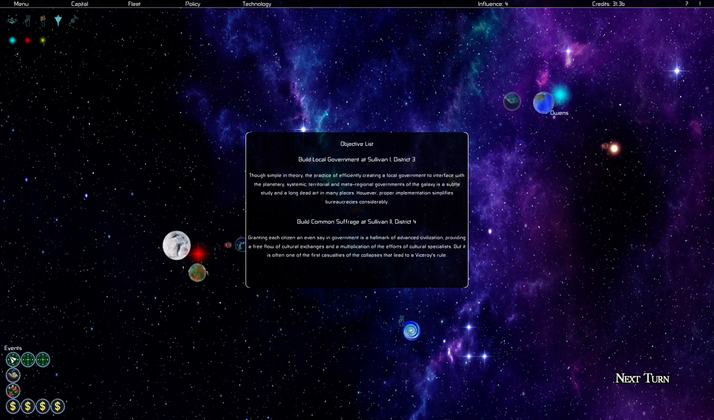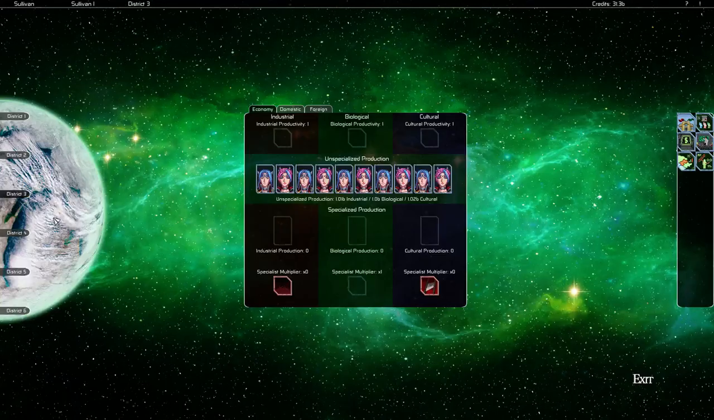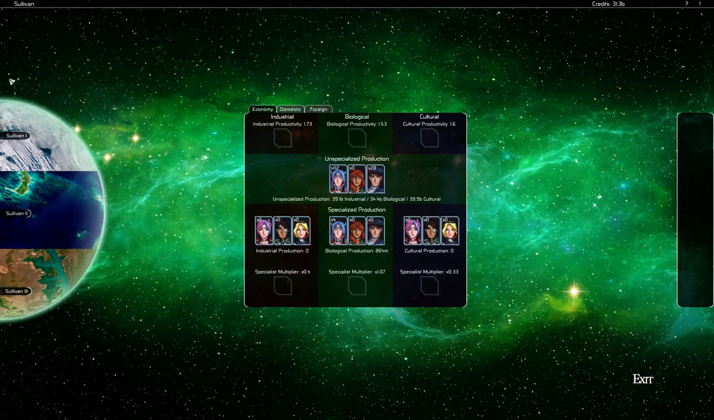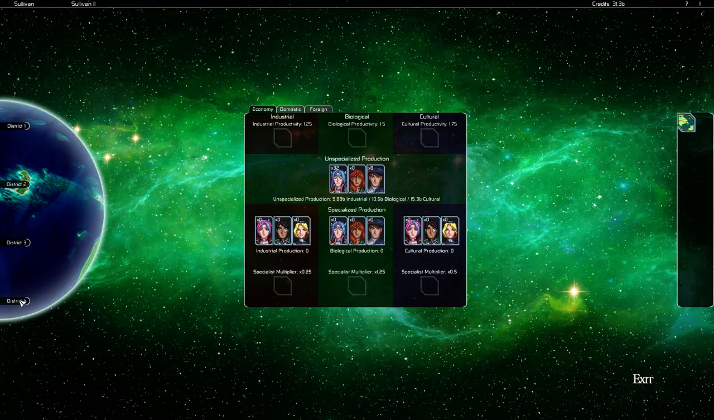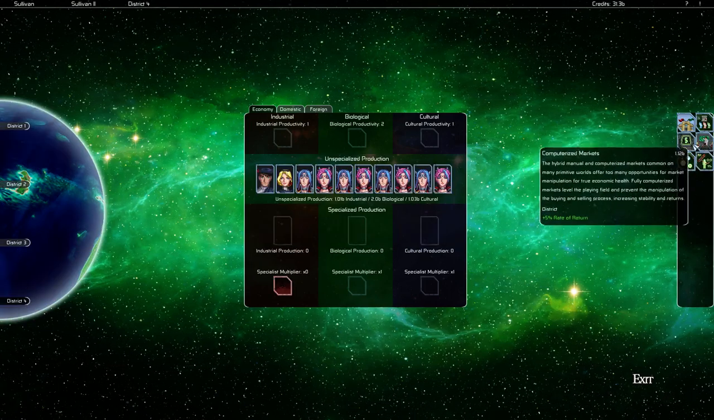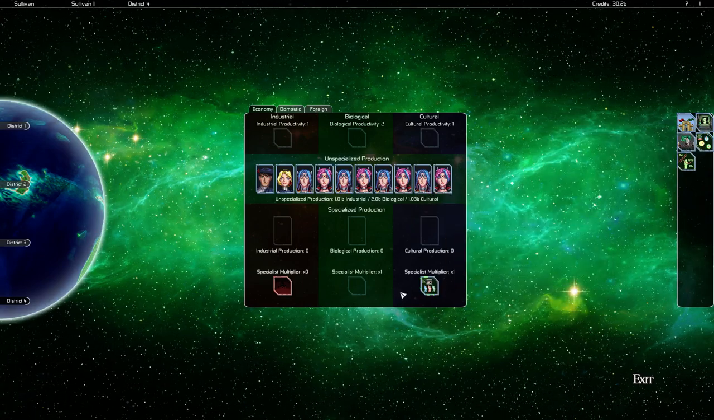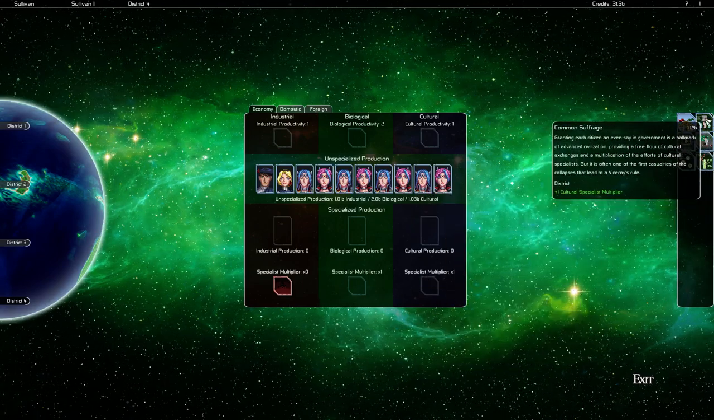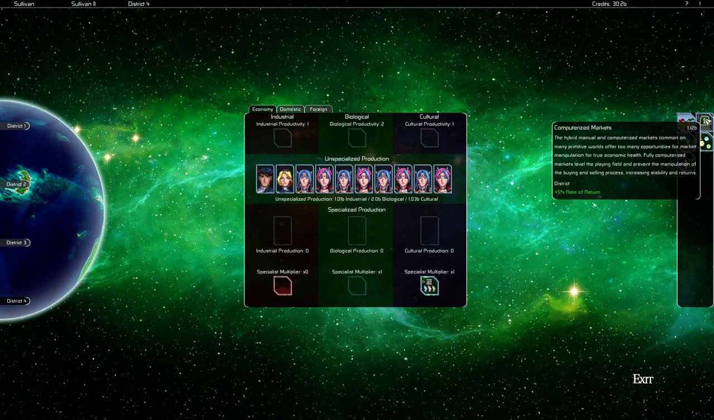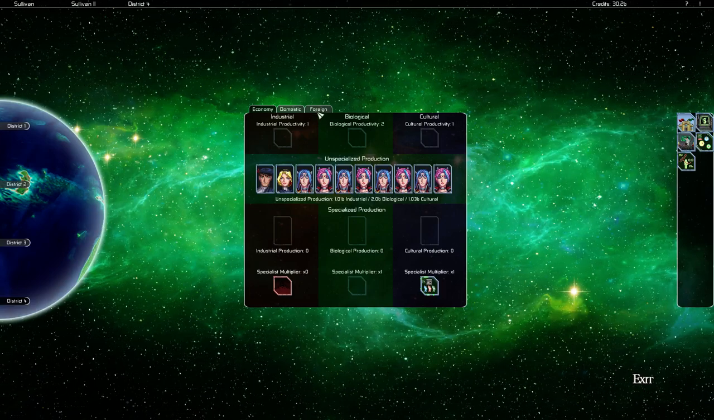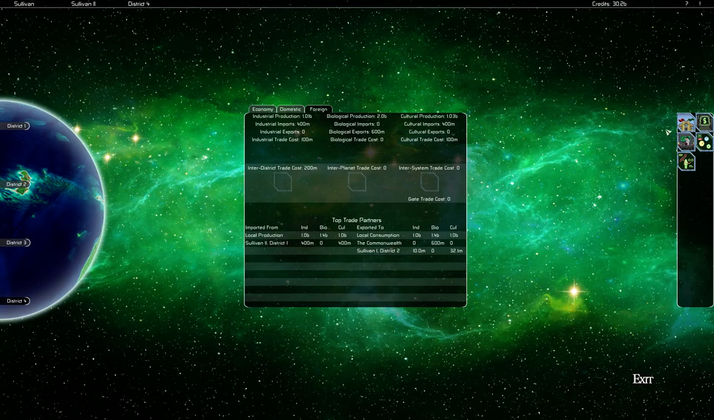Oh, build common suffrage at Sullivan 2, District 4. Sullivan 2, District 4, common suffrage. There you go. Oh, just right click it and it goes where it needs to go. That's pretty cool. All right.